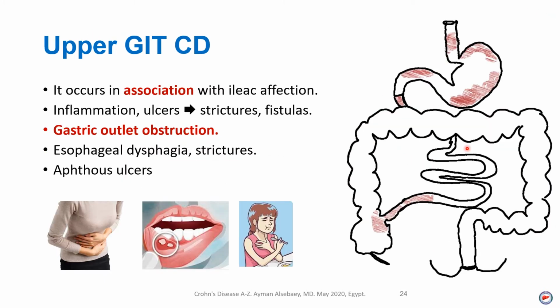If we have upper GIT Crohn's disease, whether it is associated with ileocecal manifestation or not, they will have simply gastritis, ulcers, okay? They will have dyspepsia, and if these ulcers heal by fibrous tissue, they will obstruct the pyloric region. As a result, they will have gastric outlet obstruction. If it occurs in the esophagus, the inflammation will cause odynophagia. There will be strictures which cause dysphagia and food impaction.